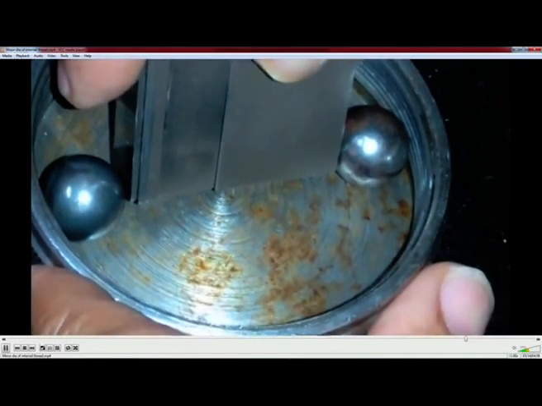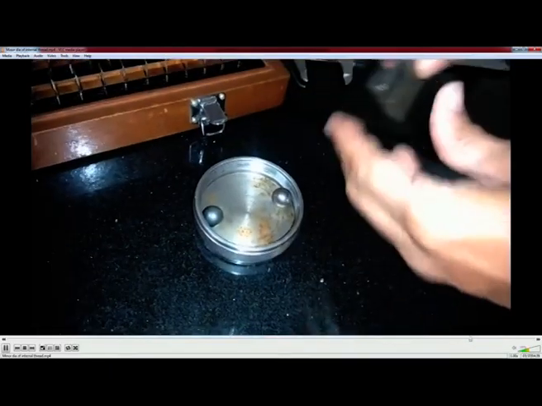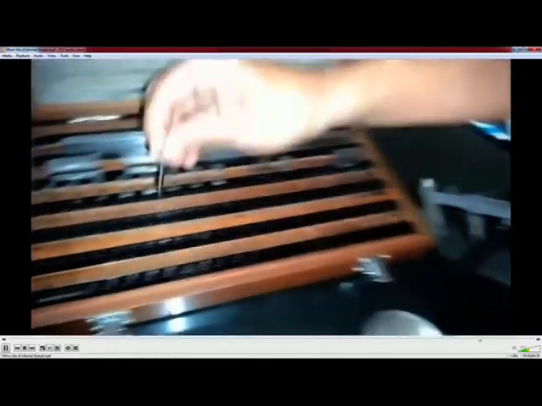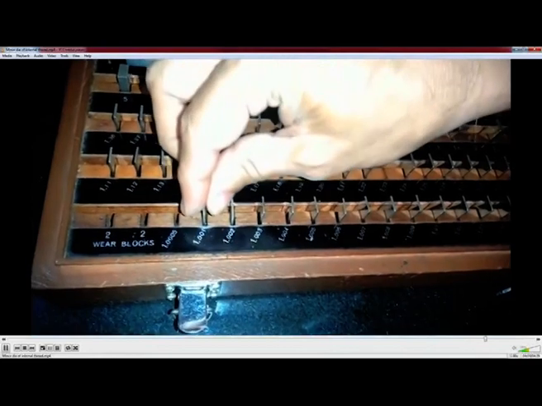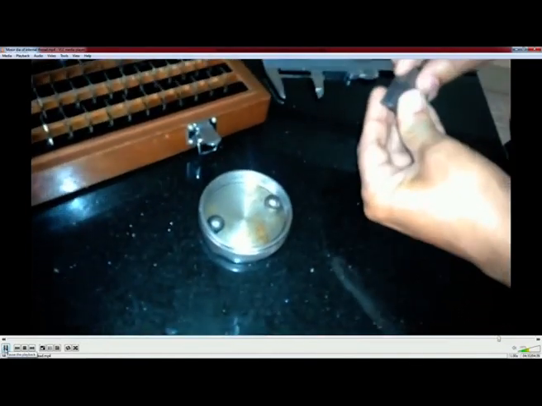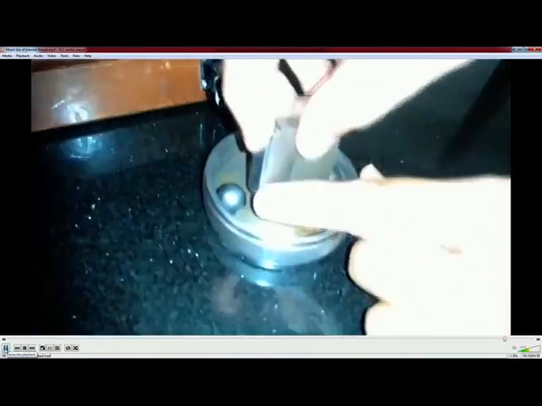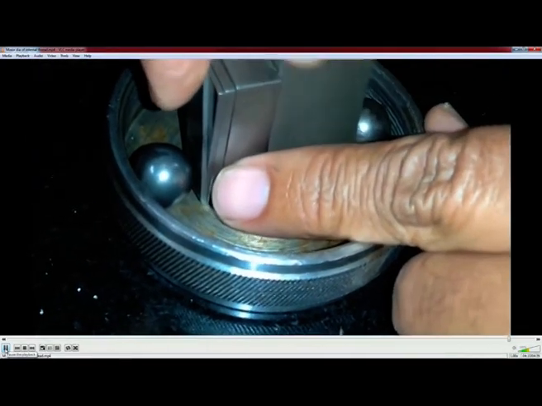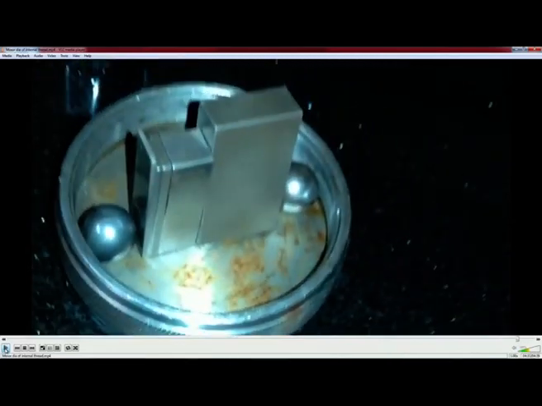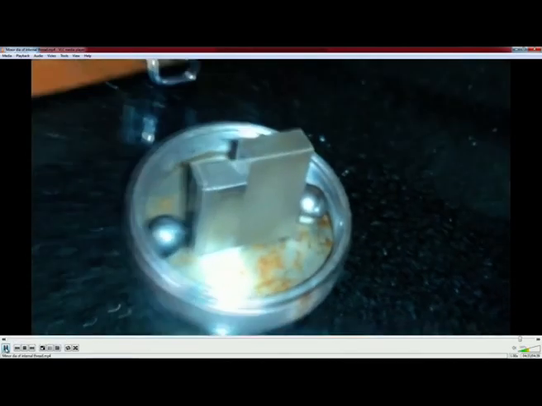It is not entering the gap. So, the width of the assembly is greater than the gap between steel balls. We have to again reduce the width. Now, I am taking a 1.001 millimeter slip gauge. I removed the 1.006 millimeter slip gauge. Now, you can see it is entering. The assembly is entering the gap between the two steel balls.